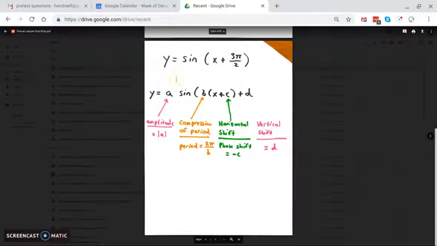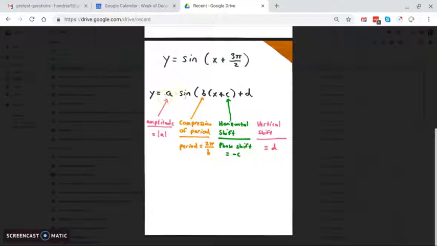The first thing you want to know is that any sine or cosine function can be written in the following form. And this form is really good at identifying all the different aspects that you want to identify. This number out here in front is going to be the amplitude, or at least the absolute value of that number is the amplitude. And then this b right here is going to be the compression of the period. So the normal period of the sine or cosine function is 2 pi, and b will compress it. So if b is 2, it compresses the period by a half, right?